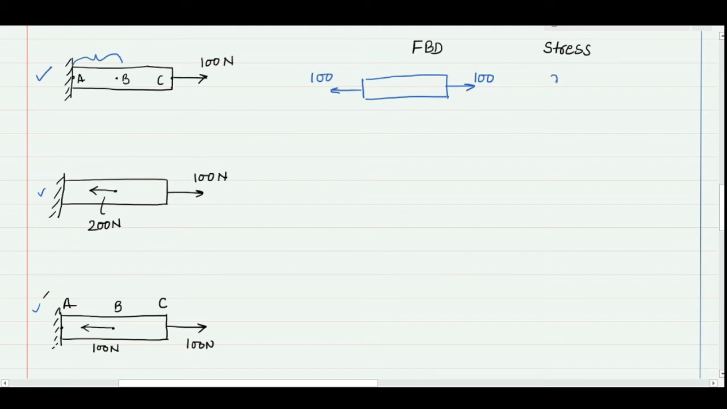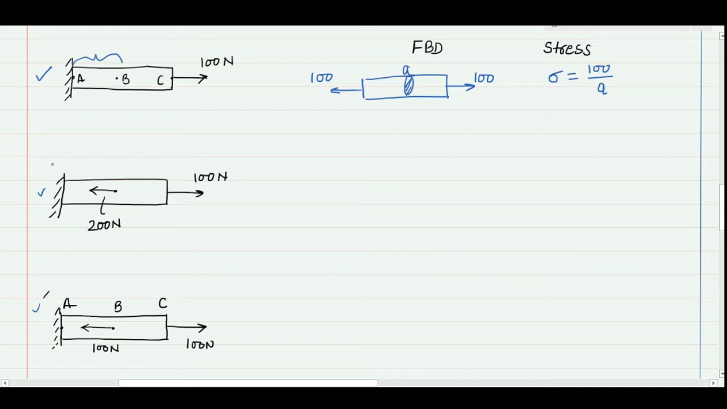So my stress will be what? My stress will be simply the load divided by the cross section area, and let's assume the cross section area is A. So the stress will be 100 by A, and since there is no other force within the bar, the stress will be constant throughout the length. Whether I am talking about section AB or BC, it will be the same, 100 by A.